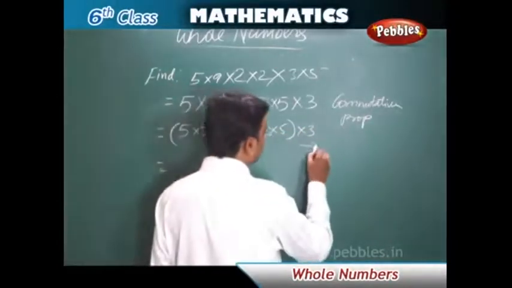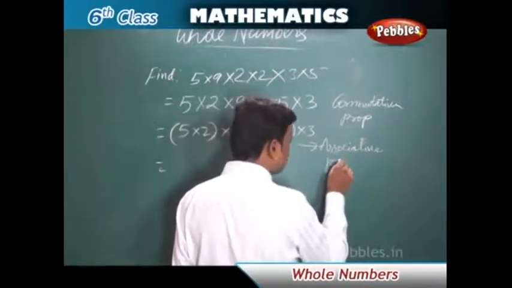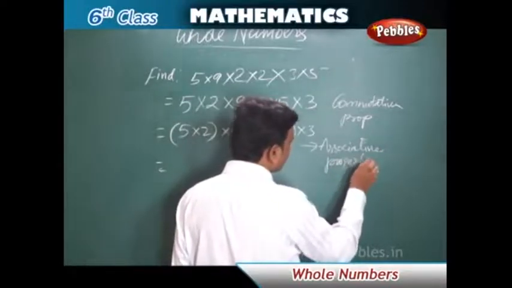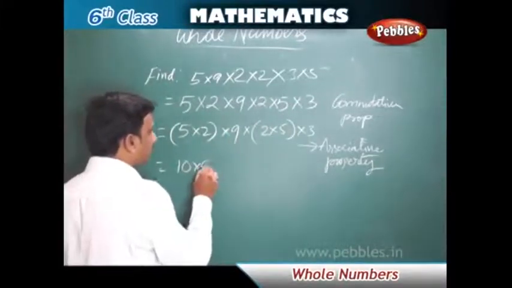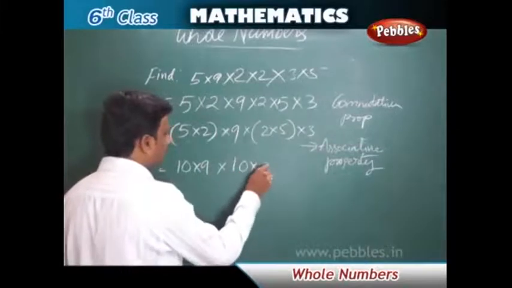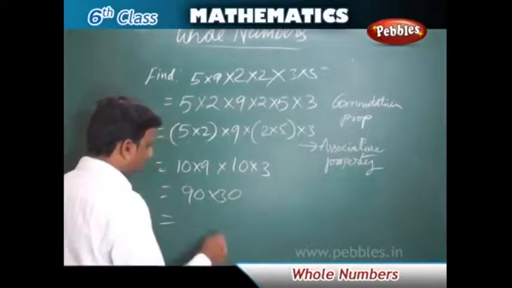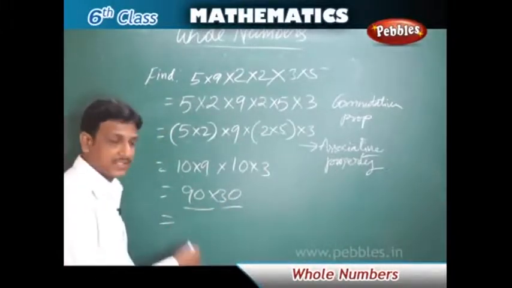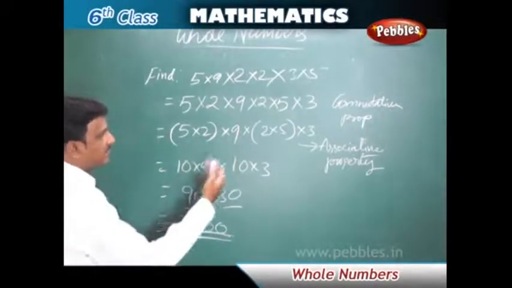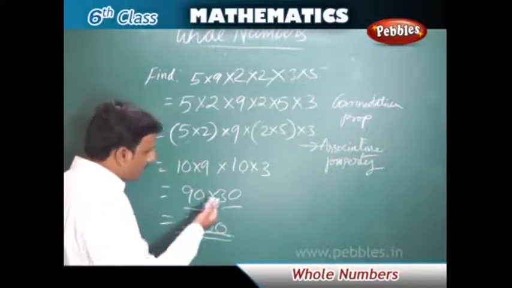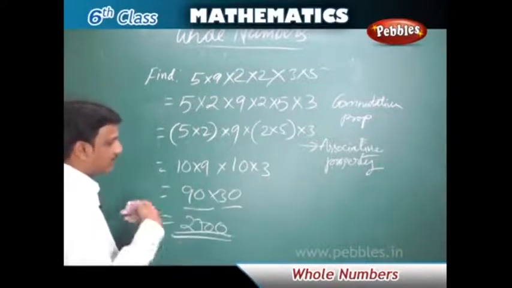So this is the associative property. 5 twos are 10, into 9, 2 fives are 10, into 3. So 10 nines are 90, into 10 threes are 30. So 90 into 30 is equal to 2700. So in this way, by applying the commutative property and the associative property, we could do this multiplication in a simple and easy way to directly find the answer.